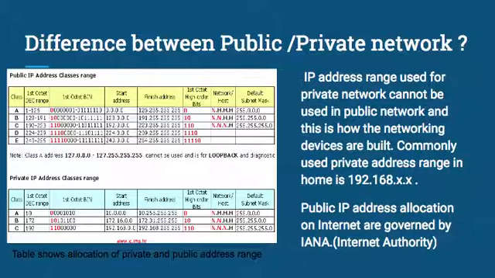Difference between public and private networks. Address ranges used for private networks cannot be used in public networks, and this is how networking devices are commonly built. A commonly used private address range at home is 192.168.x.x. Public IP address allocation on the internet is governed by IANA, the Internet Assigned Numbers Authority.